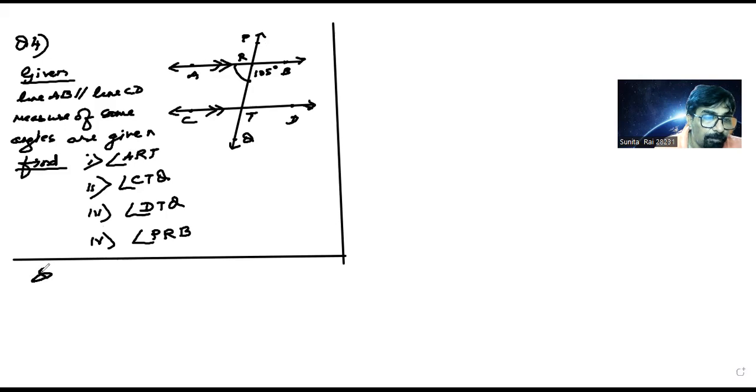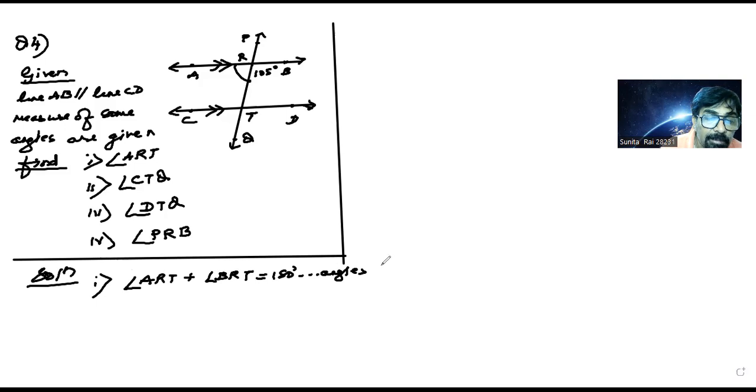Okay. So the first part of the question, when they give like this, find 1, 2, 3, and 4. I'm doing the first part. Just have a look at angle ART. In the picture, you can see here, ART forms a linear pair with BRT. So angle ART plus angle BRT equal 180 degrees. You just say angles in a linear pair. The sum of the angles in a linear pair is 180 degrees. We don't write the whole statement, but we write angles in a linear pair.